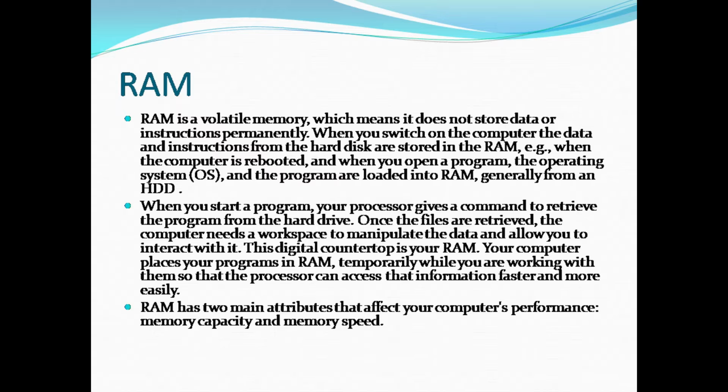The computer places your programs in RAM temporarily while you are working with them so that the processor can access that information faster and more easily. RAM has two main attributes that affect the computer's performance. They are the memory capacity and the speed.